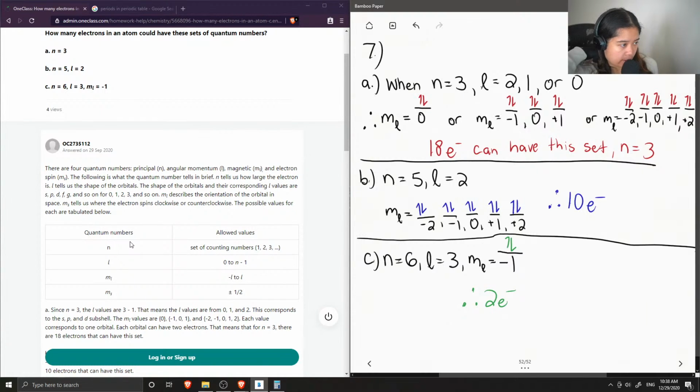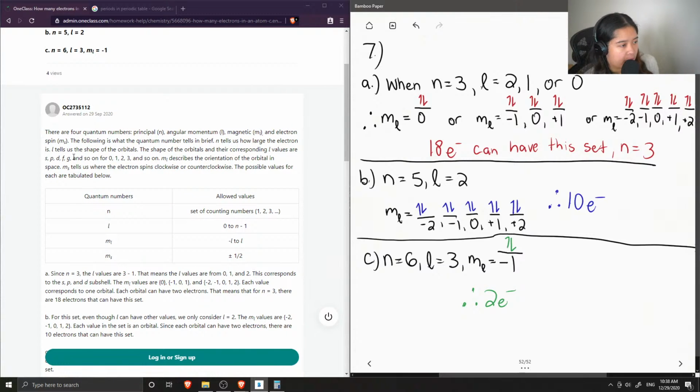These are 4 quantum numbers. Oh, there are 4 quantum numbers: principal, which is n, angular momentum, which is L, magnetic, which is ML, and electron spin, which is MS. The following is what the quantum number tells in brief.